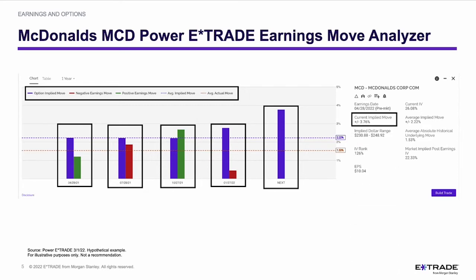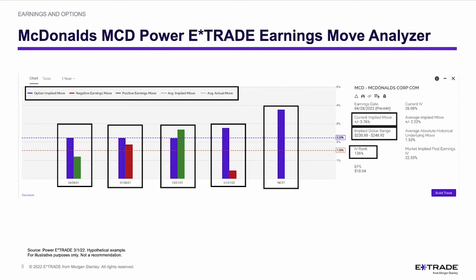Now, to the right side of this, you can see that the current implied move is that the stock will be up or down 3.76%. That is what the options buyers, the call buyers and the put buyers, are anticipating, that type of move. The implied dollar range, based on what they're currently willing to pay, is that the stock will be a little bit below 231 or a little bit below 249.